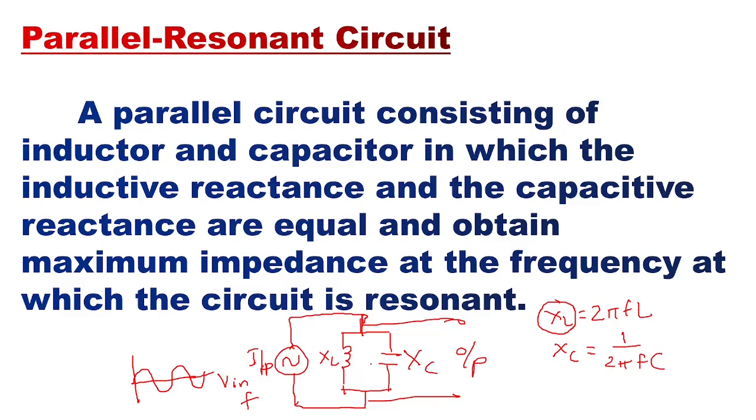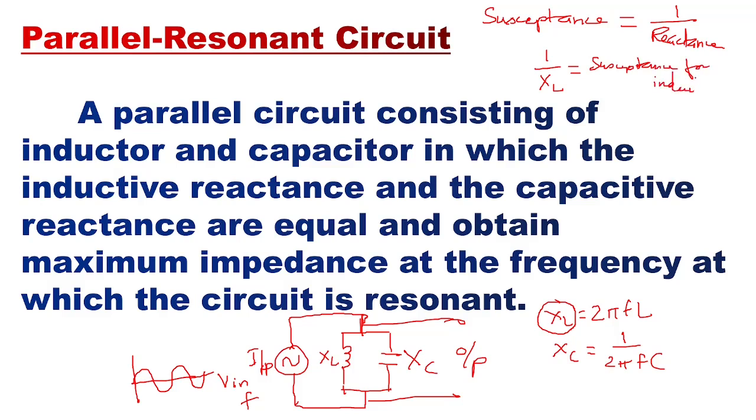This same concept of reactance can be viewed in another way, because we have a term called susceptance for inductor and capacitor. Susceptance is the reciprocal of reactance. So 1 upon XL is the susceptance for the inductor, and 1 upon Xc is the susceptance for the capacitor.